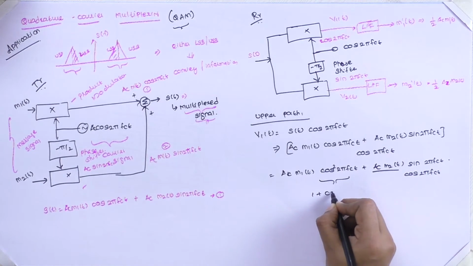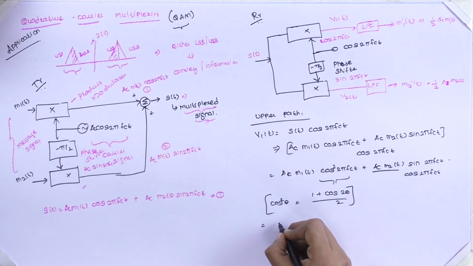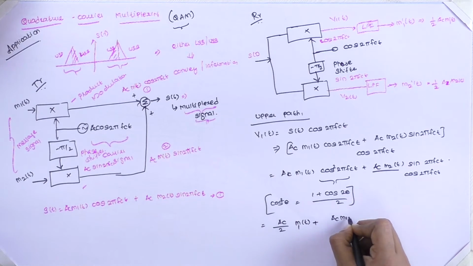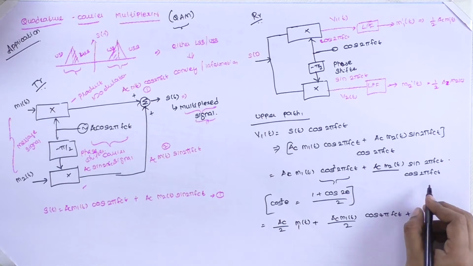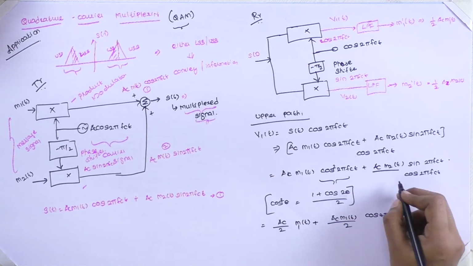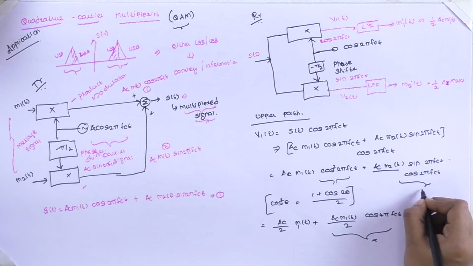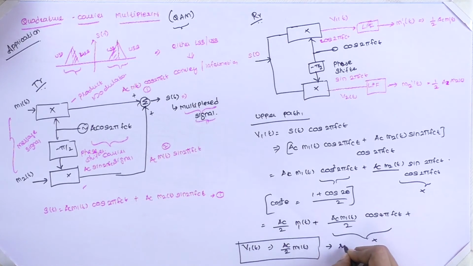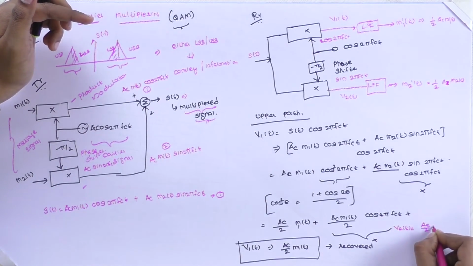By using the trigonometric formula, cos square theta is equal to 1 plus cos 2 theta divided by 2. Therefore, the final formula will be AC by 2 m1 of t plus AC m1 of t divided by 2 cos of 4 pi fct, plus a term we can refer to as sin 4 pi fct, because of the sin A cos B form. These high frequency terms are eliminated, and our signal will be AC by 2 into m1 of t. This is our recovered message signal. Similarly, for V2 of t, AC by 2 into m2 of t.